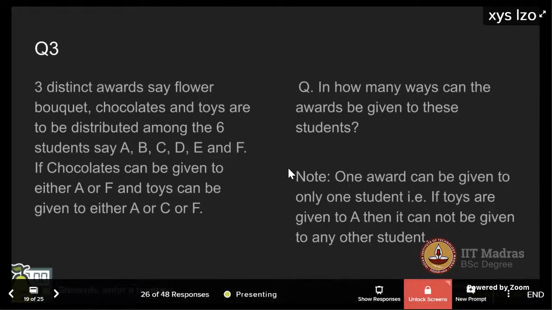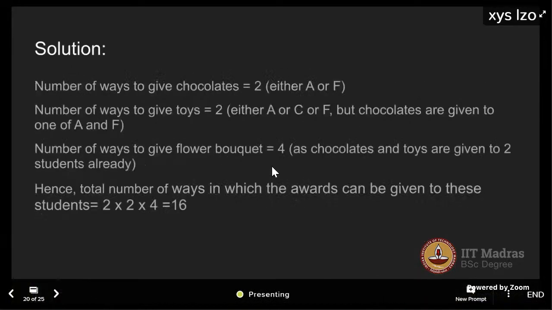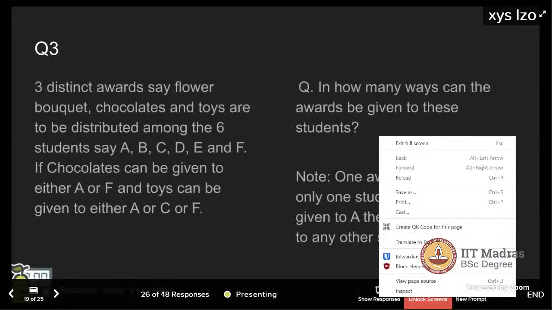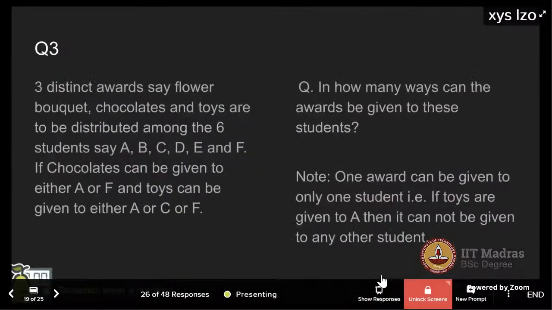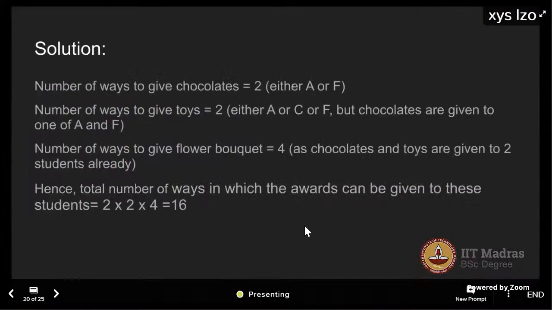Okay, let's move to the solution. Let me check your responses first. Okay, most of you have answered 16. Yes, 16 is the correct answer because chocolates can be given to either A or F, so you have two options to give chocolates.